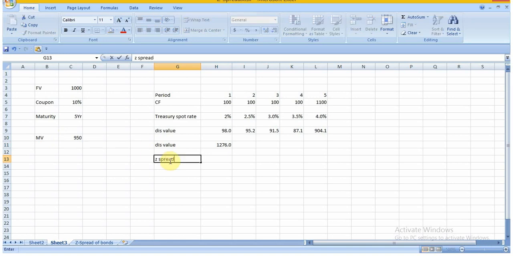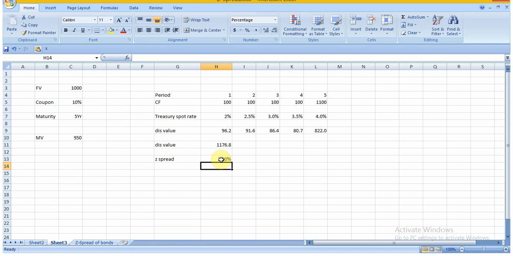Let's assume a Z spread of 0%, and I will again calculate the discounted value of cash flows. And how am I going to calculate it? The cash flow divided by 1 plus treasury spot rate plus Z spread raised to the power period. I will drag this formula. Now see the total value of discounted cash flow as I change the Z spread. When I keep it at 1%, it will go down to 1125. Let's increase it further. When I make it 2%, it will go down further.